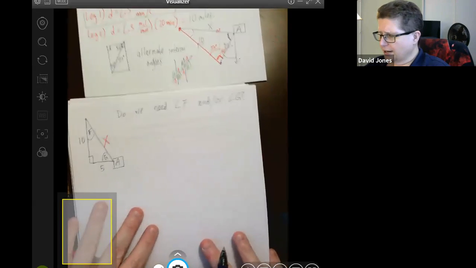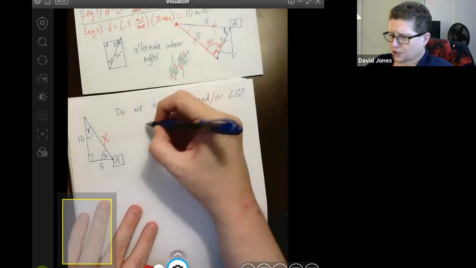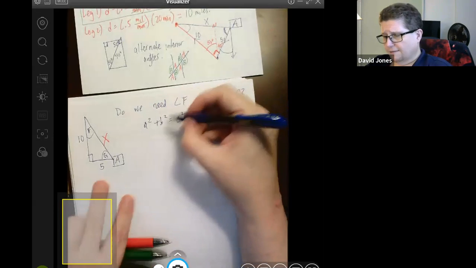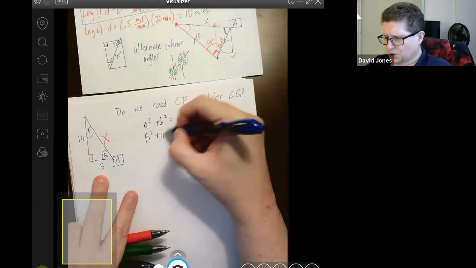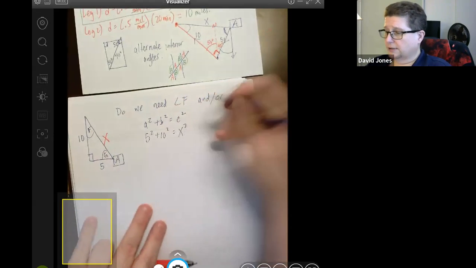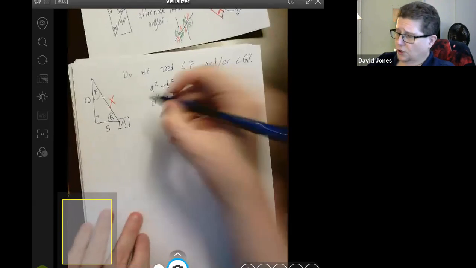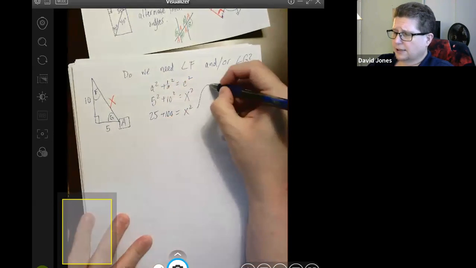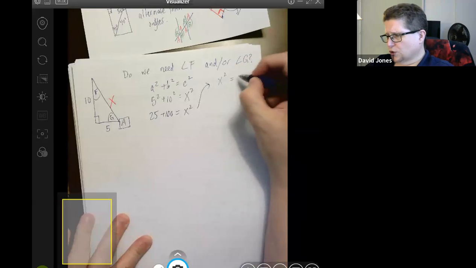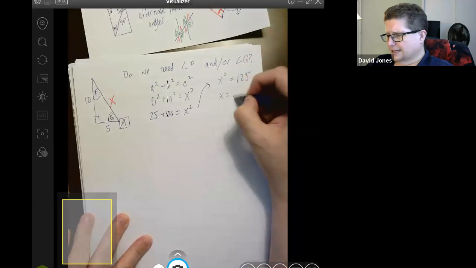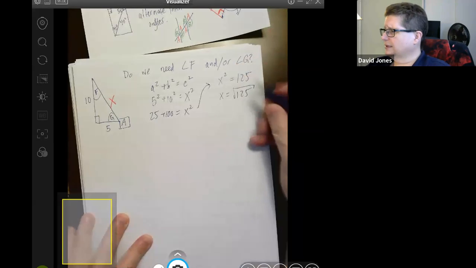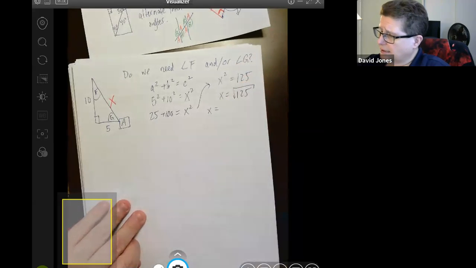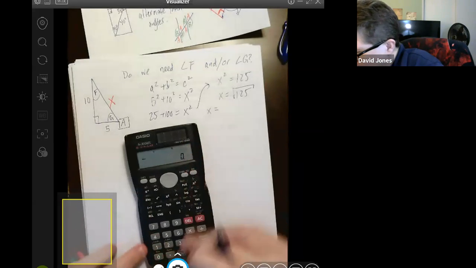This is a right triangle, and I can use A squared plus B squared equals C squared. 5 squared plus 10 squared equals X squared. So 25 plus 100 equals X squared. X squared equals 125. X is the square root of 125. And that is, how many decimal places did we get?